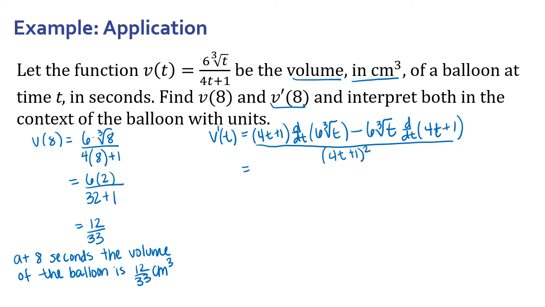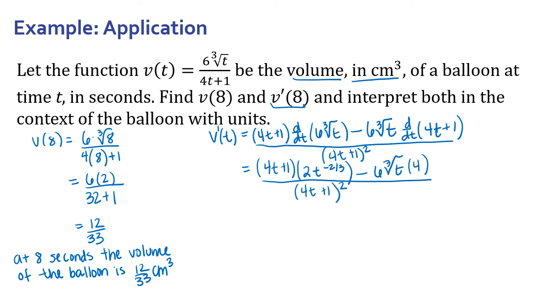So when I find these derivatives, I get 4t plus 1 times the derivative of 6 times the cube root of t, which is the same thing as 6 times t to the 1/3 power. Using the power rule, that becomes 2 times t to the negative 2/3 power. Minus 6 times the cube root of t times the derivative of the quantity 4t plus 1, which is just 4, all over 4t plus 1 squared.